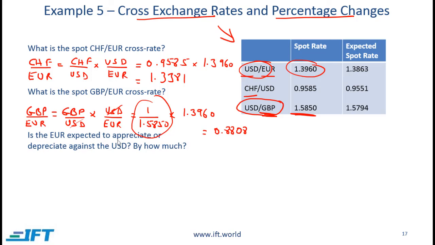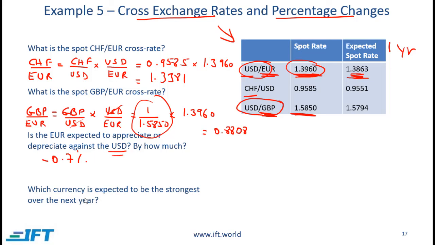Next question, is the euro expected to appreciate or depreciate against the USD? We've done this before, so this is a quick revision. Look at what's happening to the USD to euro. Euro is the base currency, and this is the spot rate. The expected spot rate after 1 year is 1.38. Notice that this expected spot rate is coming down, which means that the base currency, i.e. the euro, is expected to weaken. By how much? For that, you simply take the difference between these two and then divide by the original spot rate, and that should give you minus 0.7%.